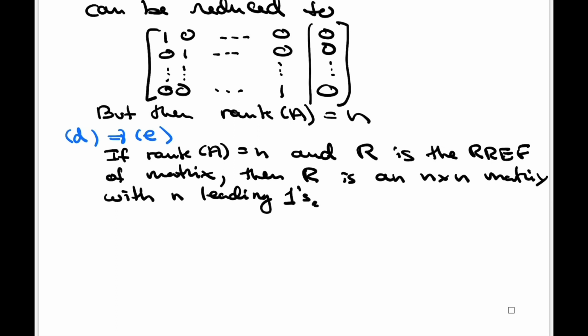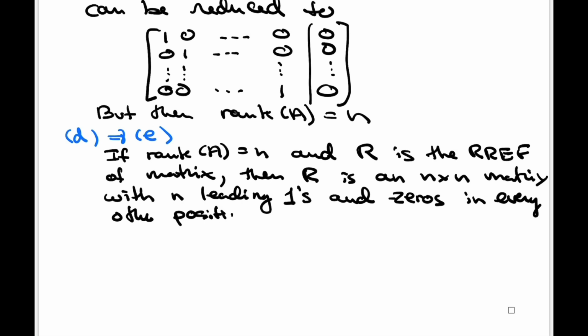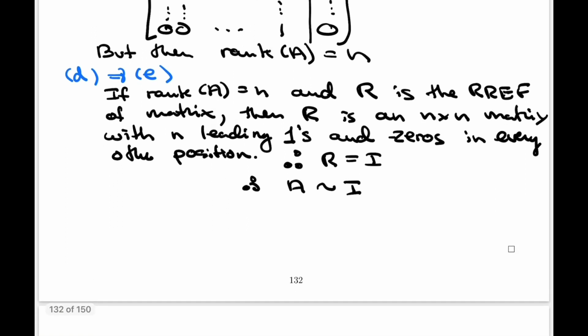and zeros everywhere else, right? So zeros in every other position, because if the matrix is in RREF, then above and below those leading ones we have only zeros, and therefore zeros in the entire matrix other than the leading ones. And therefore there's no other conclusion than, I'll write it here, therefore R is equal to I. That's the only conclusion we can come to, and therefore A is equivalent to I, because R is the RREF of A. And so that's the implication, D implies E.